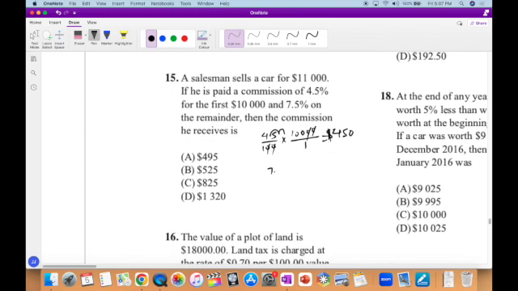And then 7.5% on the remainder, which is 1,000. So that is $75. Then the commission he receives would be the 450 plus the 75, which is $525.